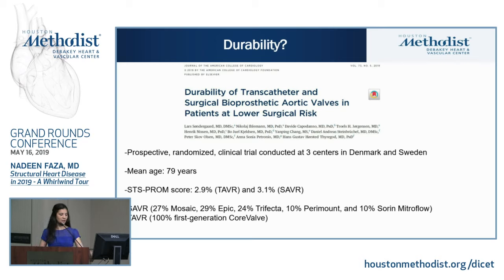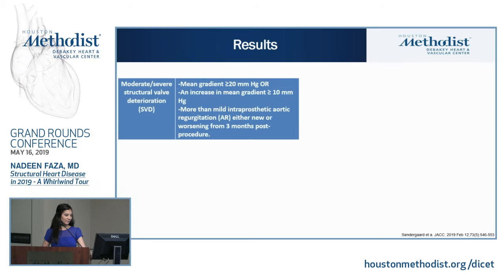The mean age was 79, and the STS mean score was 2.9% for the TAVR group and 3.1% for the surgical AVR group. The surgical arm had different prostheses implanted, while the TAVR arm only had the CoreValve as their aortic valve.